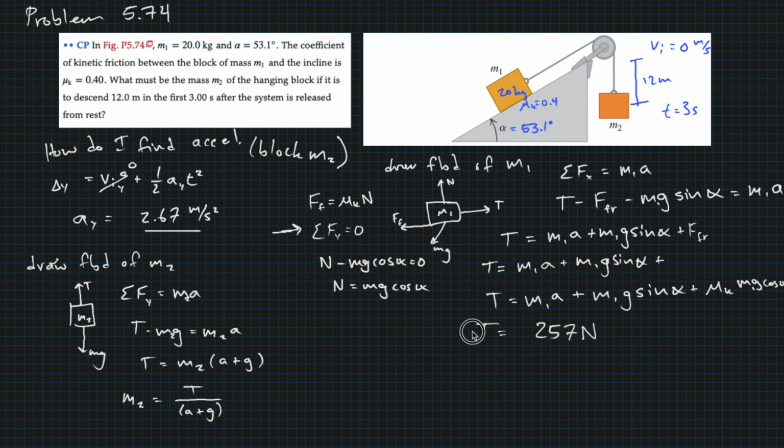Great, so now that we have tension, we can finally plug that into our M2 equation. And so we find that M2 is, right, and remember one more time that we know what the acceleration is because we know the acceleration of the whole system, know what g is, and so we plug this in and we get 36.0 kilograms.